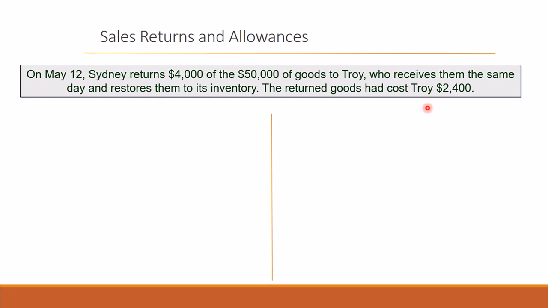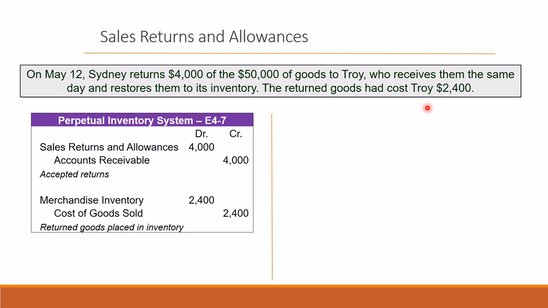Under the perpetual inventory system, which is going to be our exercise 4.7, a return of merchandise is going to record 2 entries, and it's going to be similar to our sales entry, where we're going to have one at retail, or the selling price, and one at cost. The retail entry is going to include a debit or increase to sales returns and allowances, and a credit or decrease to accounts receivable for that selling price of $4,000. Ultimately, this entry is a reversal of that entry that we made when the sale occurred.